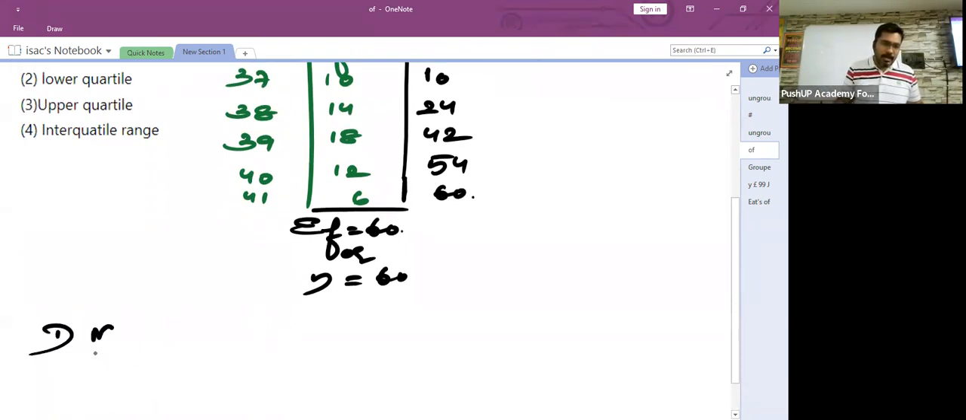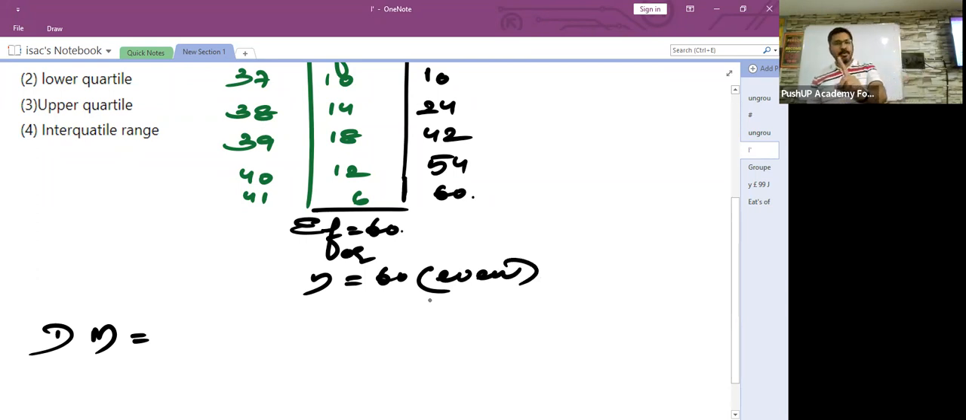The median value is equal to, now please pay attention. What is the number of students here? 60, and 60 happens to be an even number, isn't it? Whether you are dealing with ungrouped tabulated data or grouped tabulated data, I repeat, children, whether you are dealing with ungrouped tabulated data or grouped tabulated data.